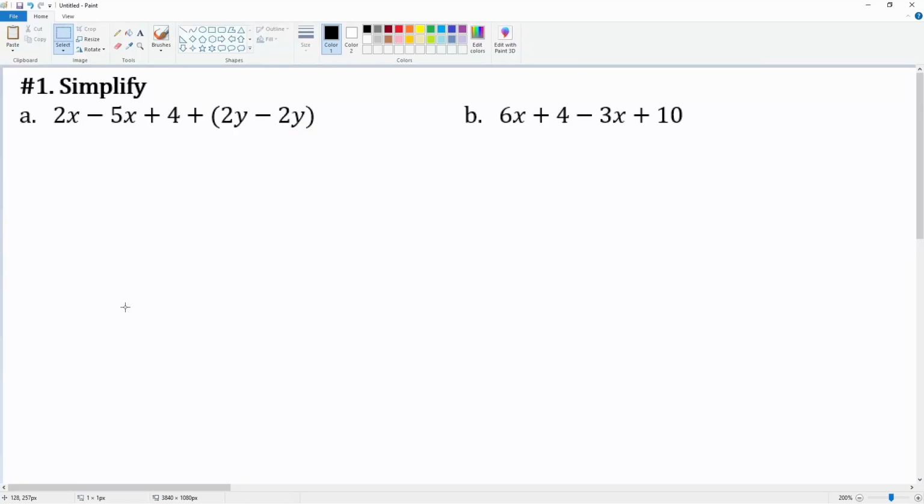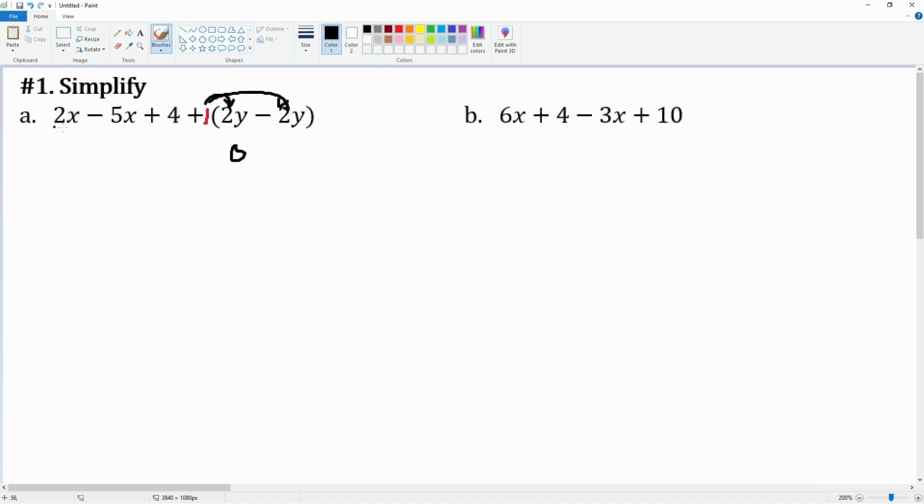Number one, we are going to be simplifying here. So let's take a look. We see a parentheses, so let's deal with the parentheses first. There's that one. We can distribute that in. Nothing really happens, so we just get a 2y minus 2y inside. The 2y minus the 2y does become a 0.